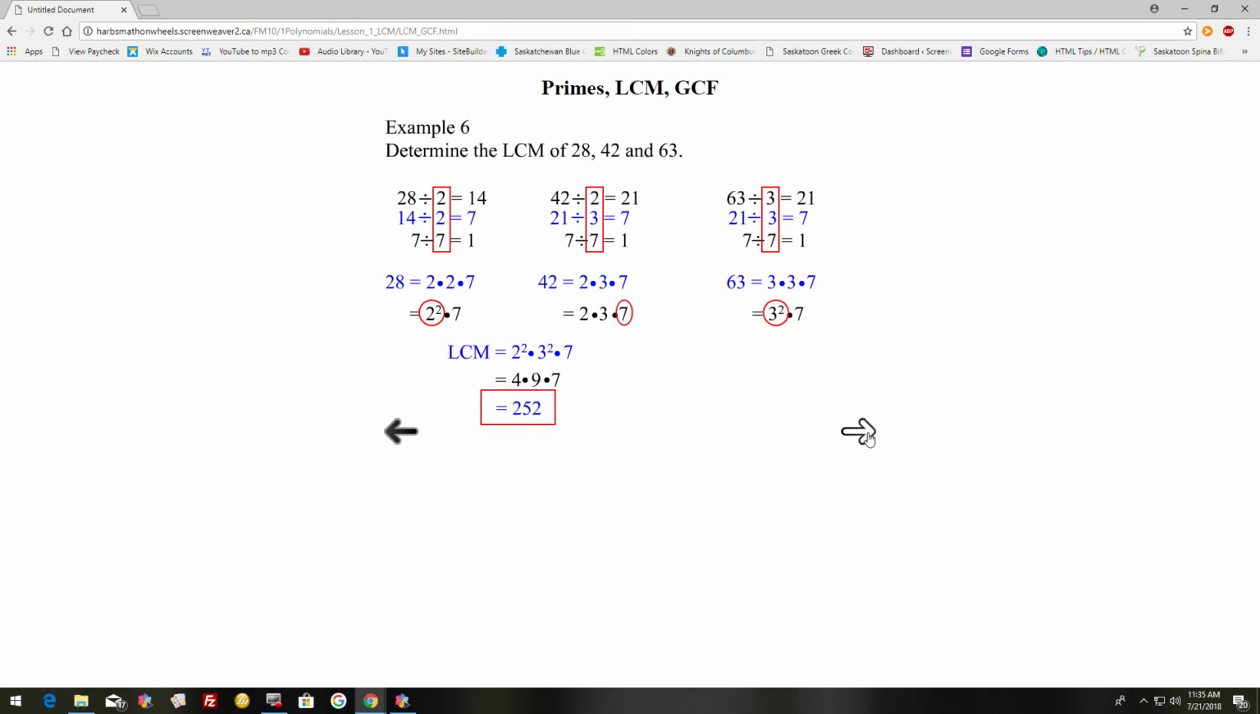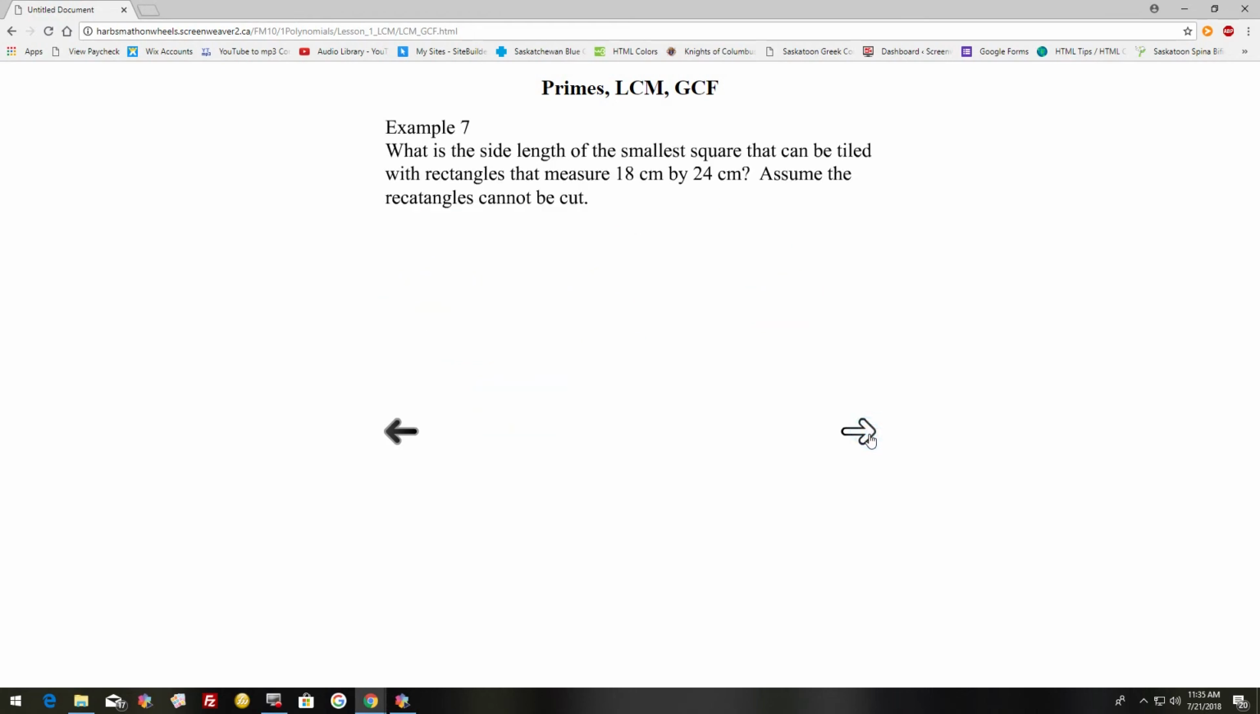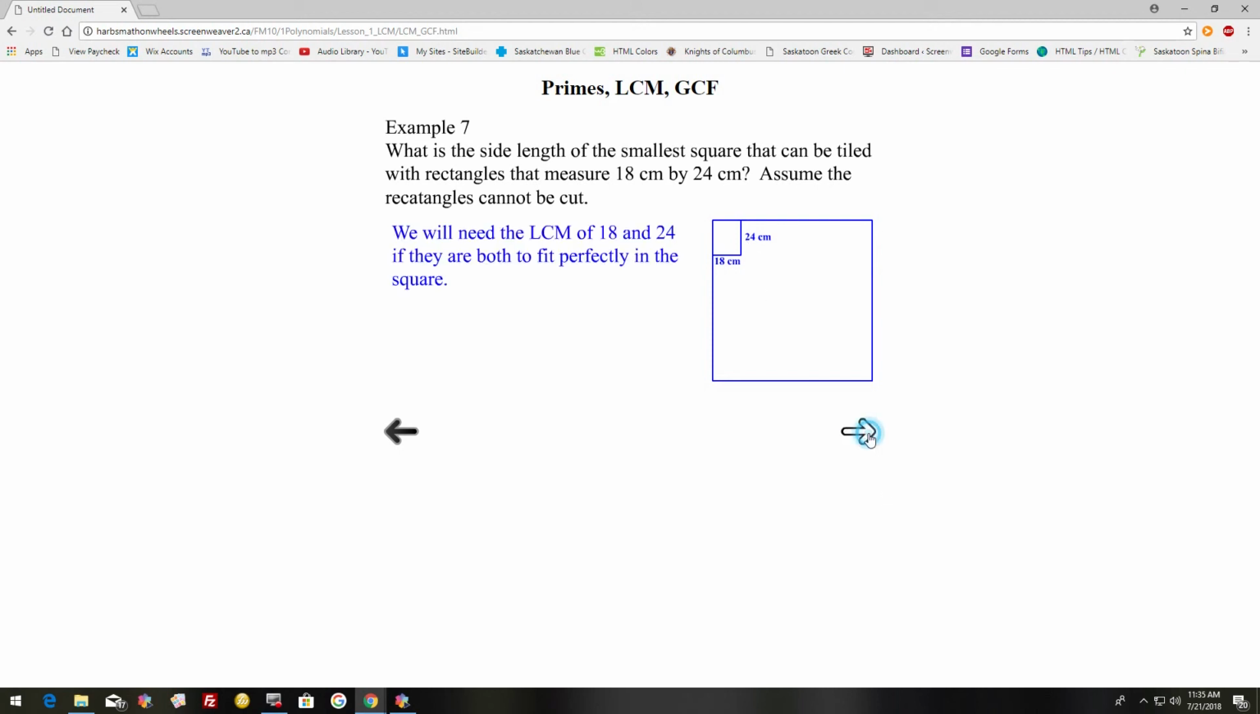Example 7. What is the side length of the smallest square that can be tiled with rectangles that measure 18 centimeters by 24 centimeters? Assume the rectangles cannot be cut. Good idea to draw a picture. So we have a square, and inside that square we have rectangles that are measured 18 by 24. We'll need the LCM of 18 and 24 if they are both to fit perfectly in our square.